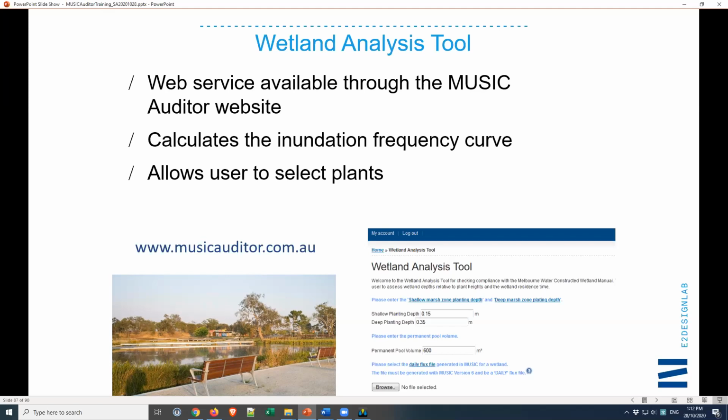And then you can get an inundation frequency graph and have a look at, is the system too wet too often? Is it likely to drown the plants? Is it drying out completely for months at a time? And do we have issues at that end of it? And it allows you to then select the plants so that they can survive the conditions better, and potentially adjust, tweak the depths in the wetland to get better outcomes there.